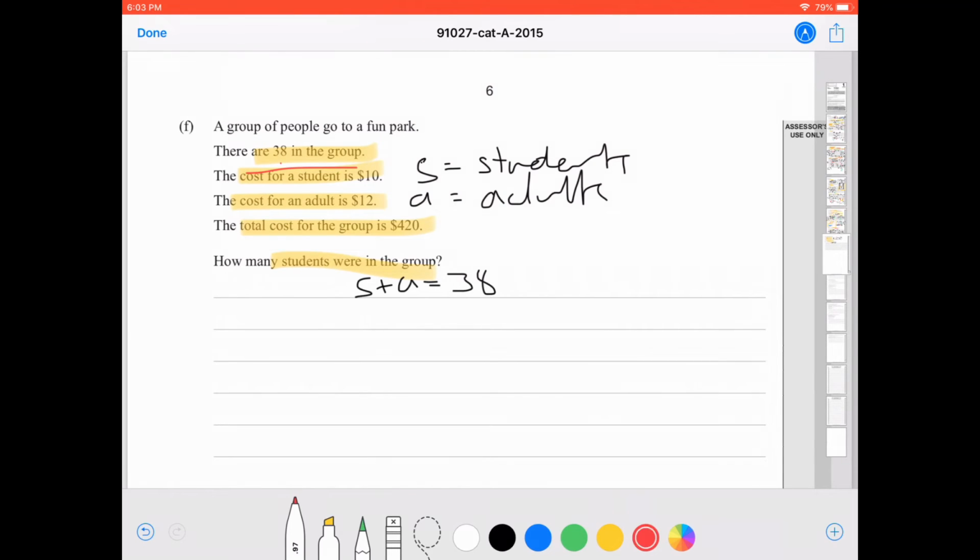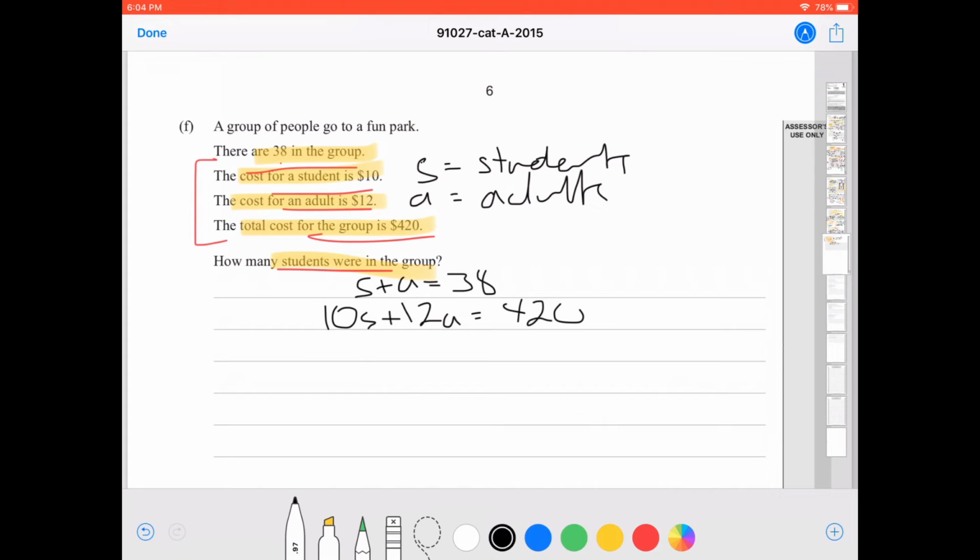Okay, thinking in terms of money now, this is our pieces of information 2, 3, and 4. Cost for a student is $10, so we have 10 times S. Cost of an adult is $12, so this is 12A. And the total cost for the group is $420. Okay, so again, we're going to be solving simultaneously. We're looking for, obviously, how many students are in the group. And we can use the elimination method.